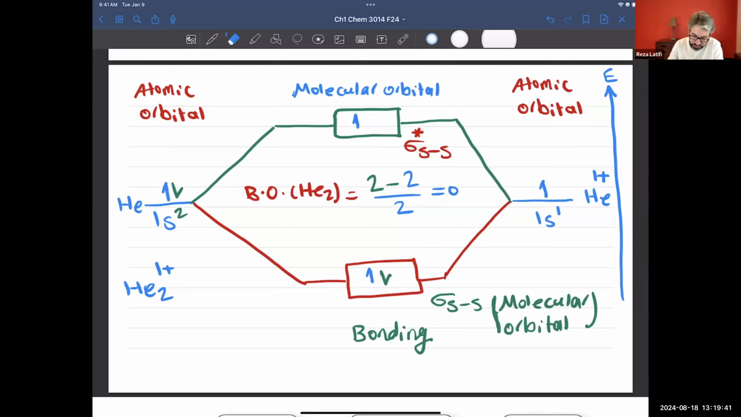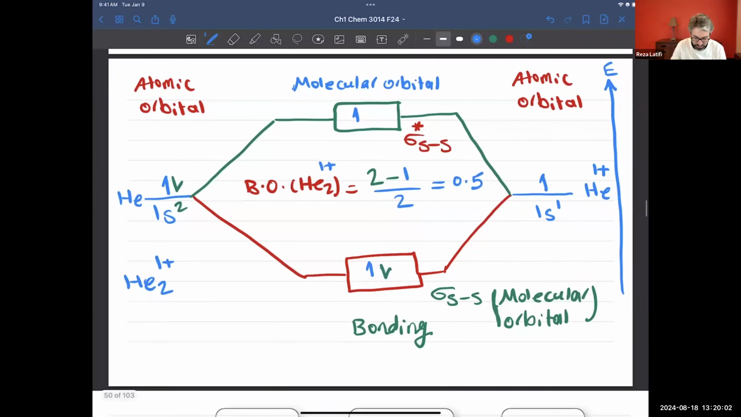So what's the bond order? It will be 2 minus 1 over 2, which is a half. So is it possible to have 2 helium attached to each other when there is a positive charge? Yes, that's possible. But remember, this species is going to be unstable, but it's not impossible. It's feasible to get helium attached to another helium while the total charge is plus 1. You can create such a species.